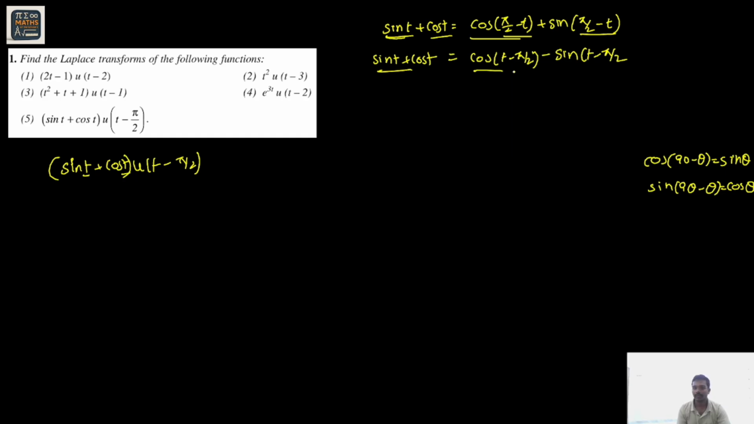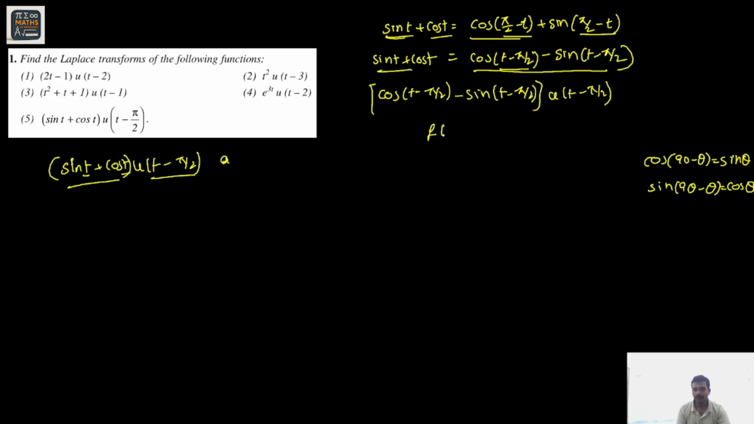We can write this term in the form of u of t minus a. Here t minus a, where the a value is pi by 2. So now we substitute here, then we get cos of t minus pi by 2 minus sin of t minus pi by 2 into u of t minus pi by 2. It is in the form of f of t minus a into u of t minus a. Compare these two terms, then we get a is equal to pi by 2.